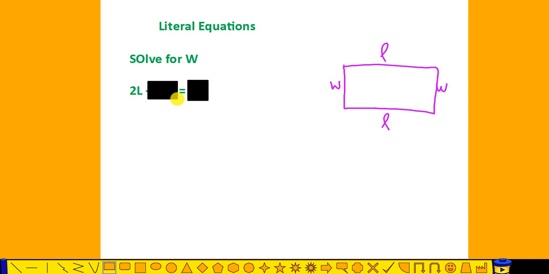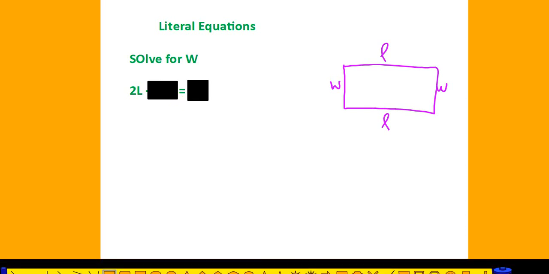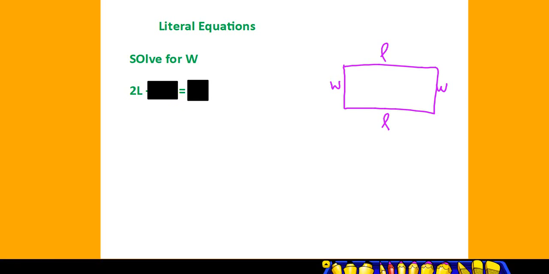Now, what is the sign of your 2L? Is it plus or minus? That's a plus sign. So how do I undo my 2L? Now be careful. The sign of 2L is not in front of your L. It should be to the left of your 2L. If you don't see any sign, it means it's positive. So don't be confused with that.